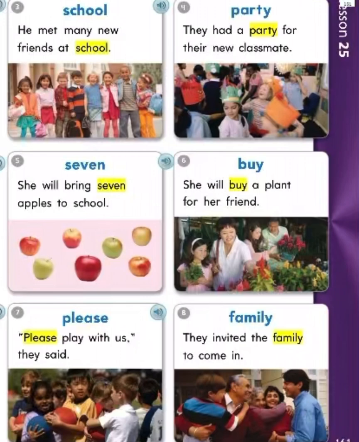7. She will bring 7 apples to school. Buy. She will buy a plant for her friend. Please. Please play with us, they said. Family. They invited the family to come in.